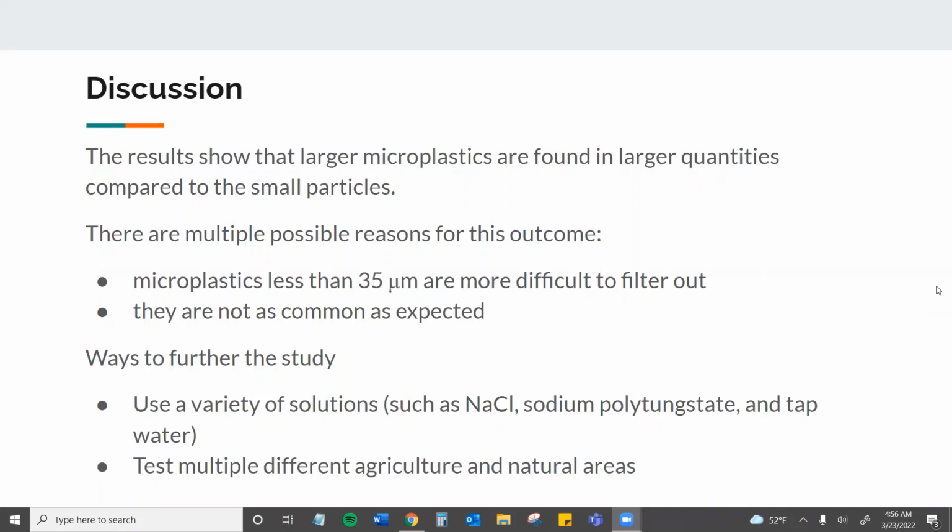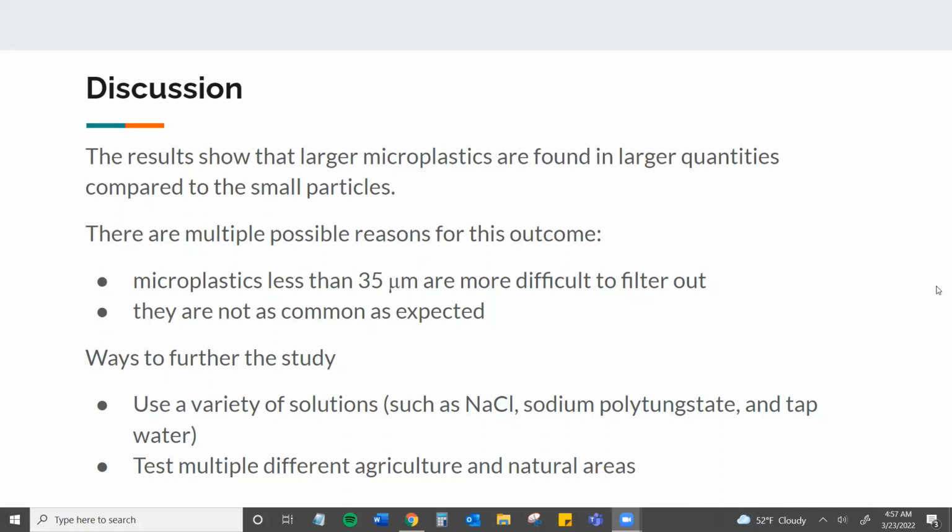However, the results show that larger microplastics are found in larger quantities compared to the small particles. So this could be due to the fact that microplastics less than 35 micrometers are more difficult to filter out, or they're just not as common as expected. Additionally, the results show that the beads are the most common pollutant within the Franklin farm, with the exception of the South floodplain. To further the study, a variety of solutions such as sodium chloride, sodium polytungstate, and tap water can be utilized in density separation and may be more helpful to better extract microplastics.